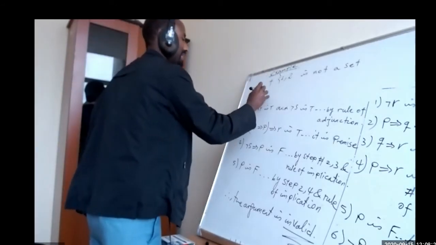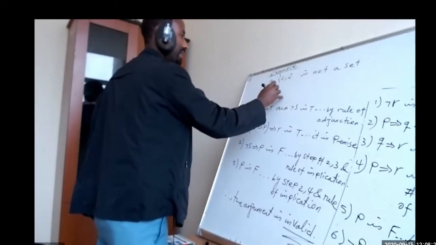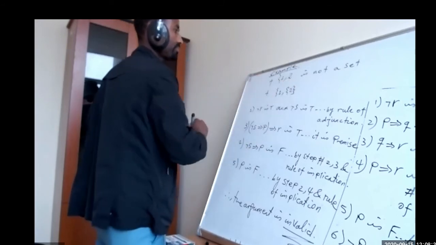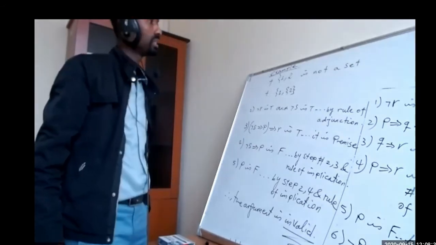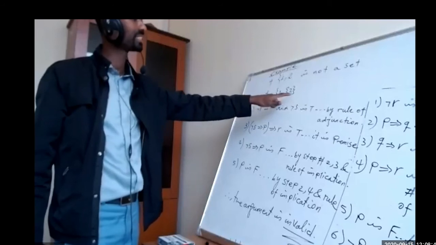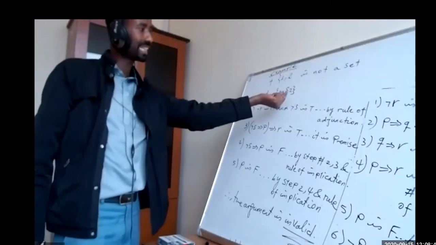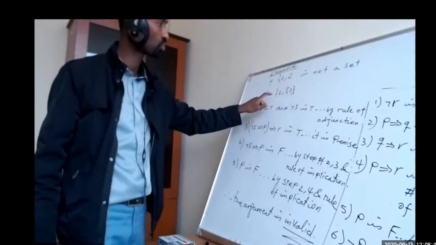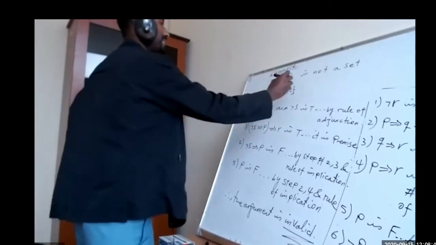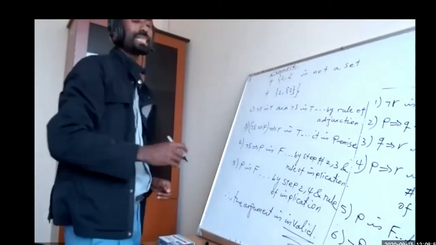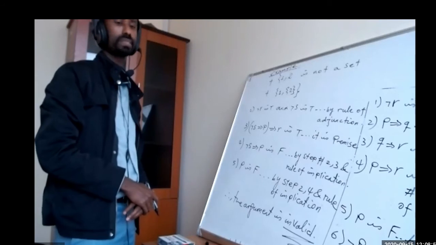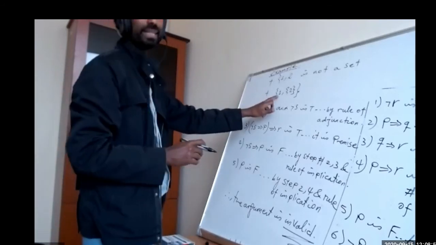This is the first. Second, one, two. This is also not a set because this opening brace is not closed. This is another brace which is closed, not for this one but for that one. So to make this one a set, we should have another closing brace. This time, one is an element.